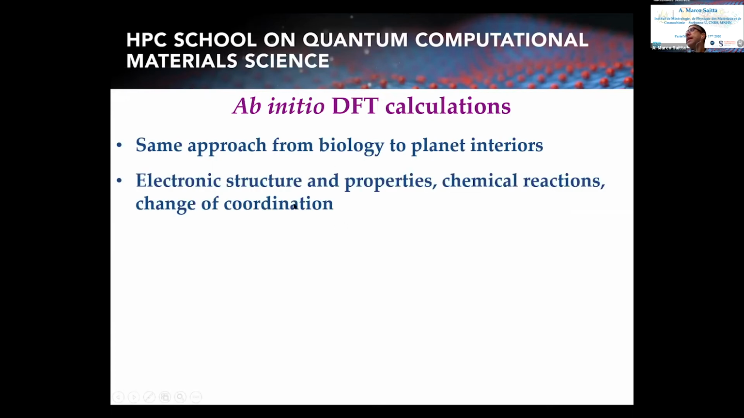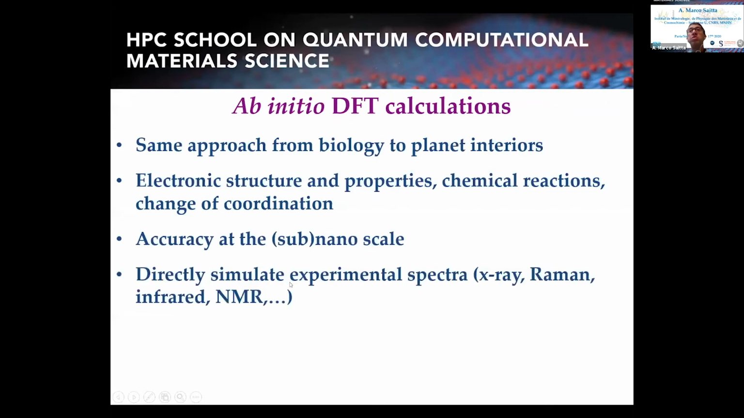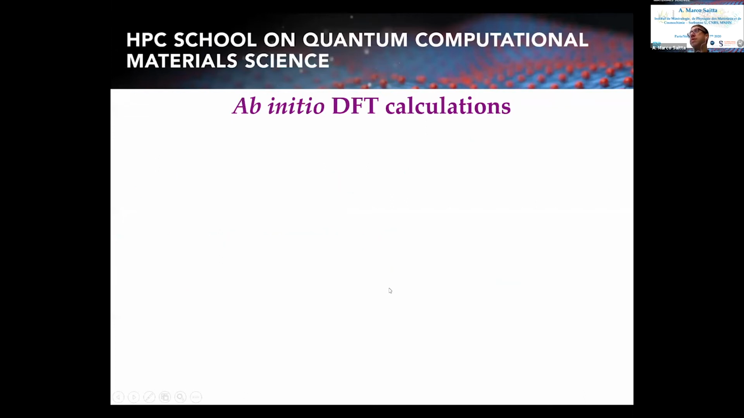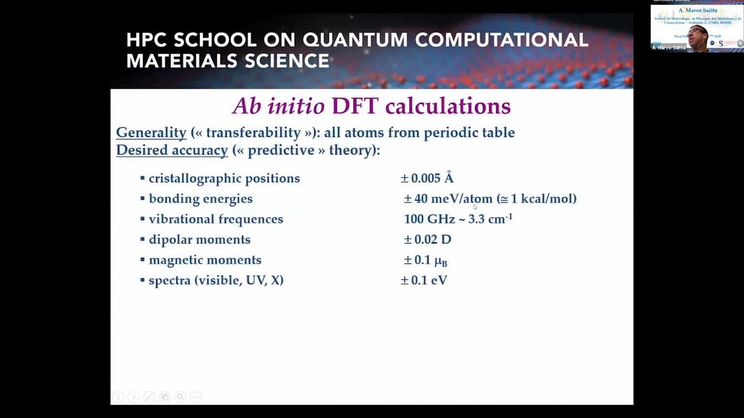And again, we can dig into electronic properties, chemical reactions, change of coordination. We have a great accuracy at the nanoscale and even below. Also, something very useful from a quantitative perspective is that we can directly simulate, in a fully ab initio fashion, experimental spectra, that is X-ray, Raman, infrared, NMR, and even more advanced experimental spectra. And to give an idea, this is the kind of accuracy that we have, whether on positions, bonding energies, vibrational frequencies, and so forth.